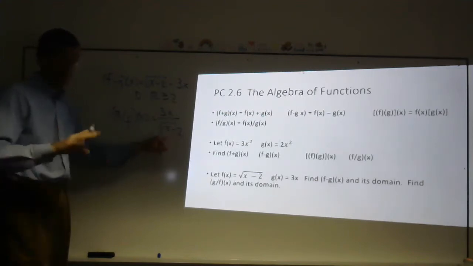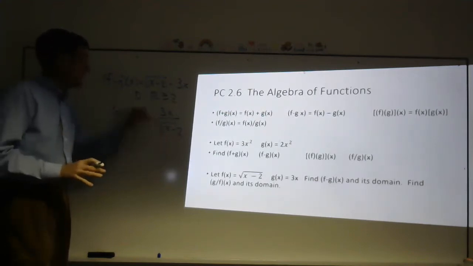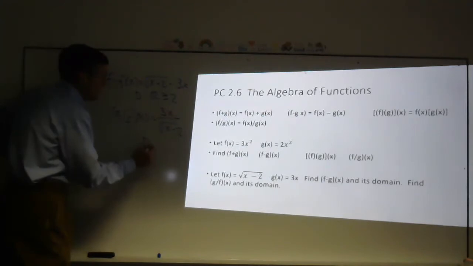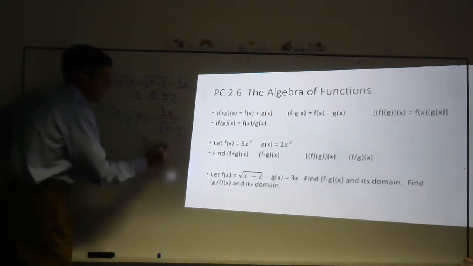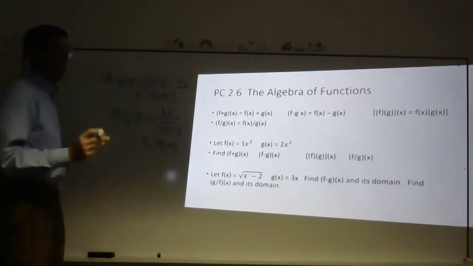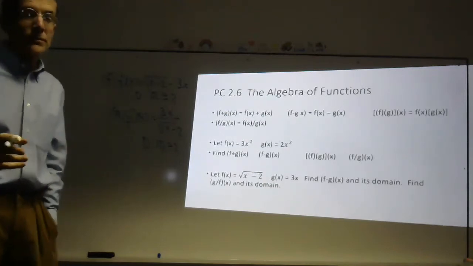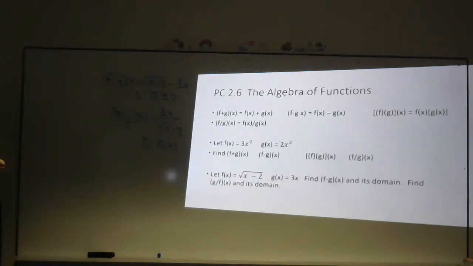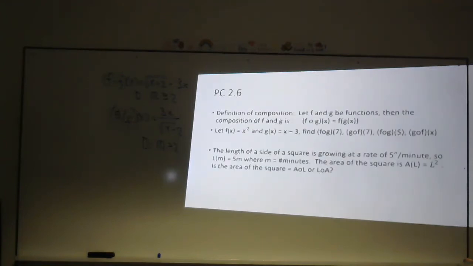2 minus 2, 0, square root 0, okay? So the domain here would be reals strictly bigger than 2. It cannot even equal 2, okay? Everybody all right on that? The algebra of functions, you can add, subtract, multiply, divide. Really, really, really easy, okay? All right.